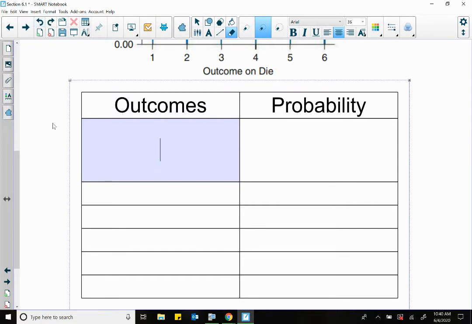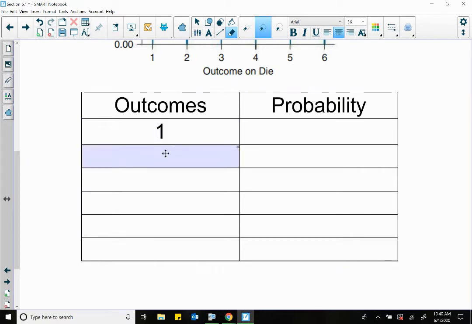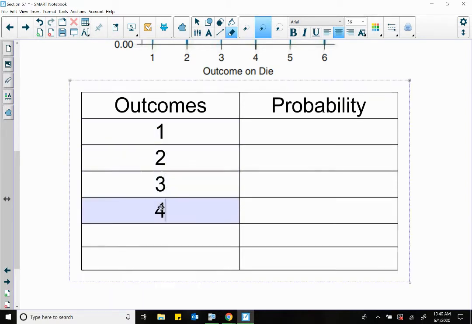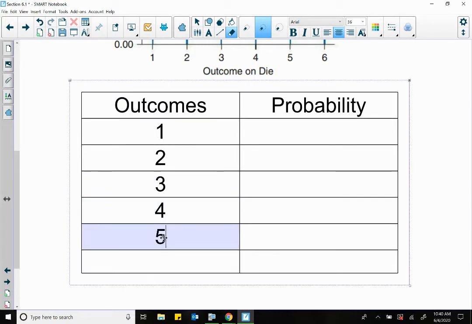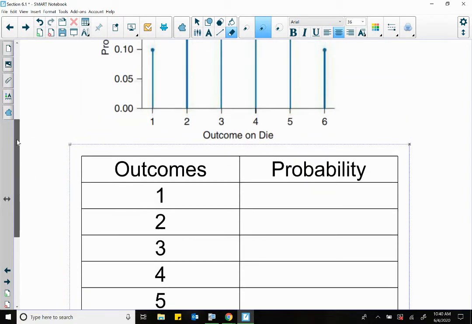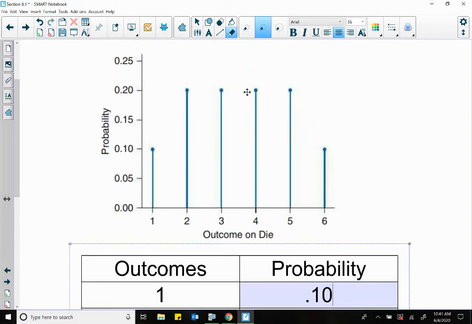Go back and fix that. I don't want it that big. There we go. 1, 2, 3, 4, 5, and 6. The probabilities, you just go back up and look at it. Okay? So the probability for 1 is 0.10. The probability for 2, and the same thing for 3, 4, and 5, is 0.20.